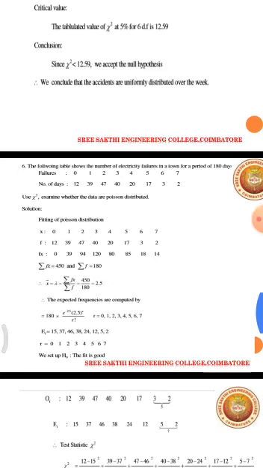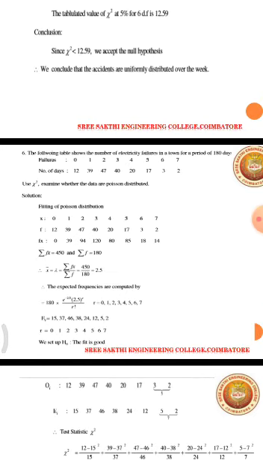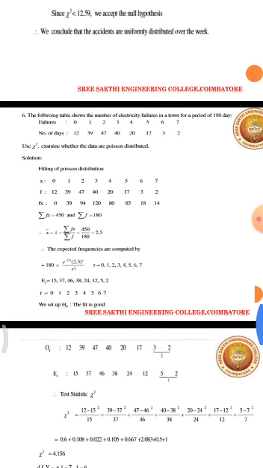Next, one more problem. The following table shows the number of electricity failures in a town for a period of 180 days. Failure rates 0, 1, 2, 3, 4, 5, 6, 7. Number of days: 12, 39, 47, 40, 20, 17, 3, 2. Use chi-square to examine whether the data are Poisson distributed. That is a frequency problem. The indicating words are the number of electricity failures in a town for a period.